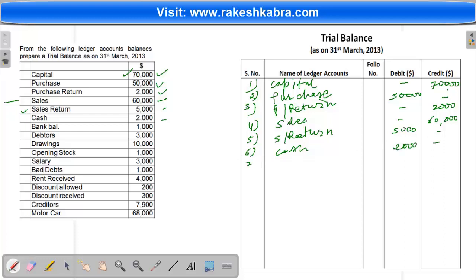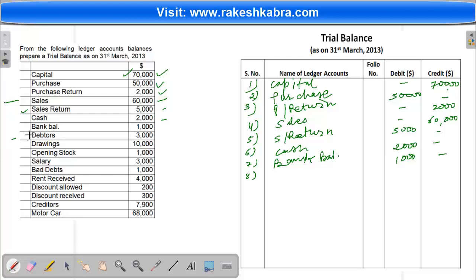Now next account is which one? Bank balance. And just now I told you that if bank balance is there, it means it is a debit balance. So put 1,000 in the debit column. Now next account is which one? Debtors.